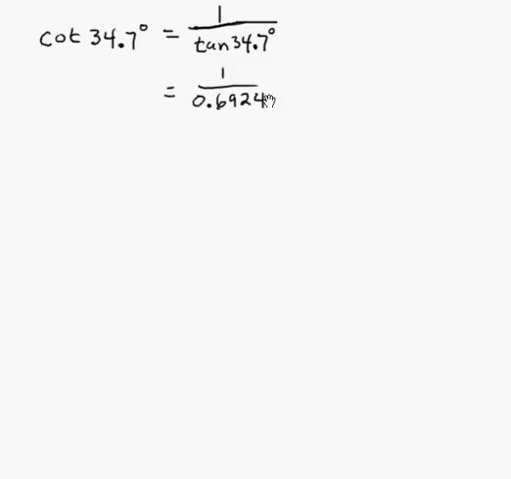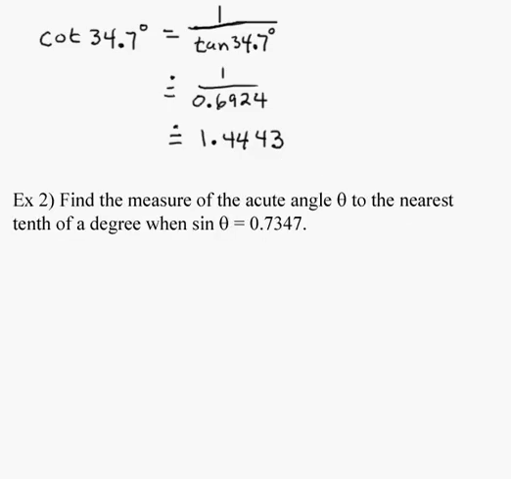Now make sure you clear your calculator out. So 1 is being divided only by these 4 decimal places, otherwise we're not all going to get the same answer. And so 1 divided by 0.6924 is approximately 1.4443, and that is the cotangent of 34.7 decimal degrees. So you've got to have memorized which ones are the reciprocals.